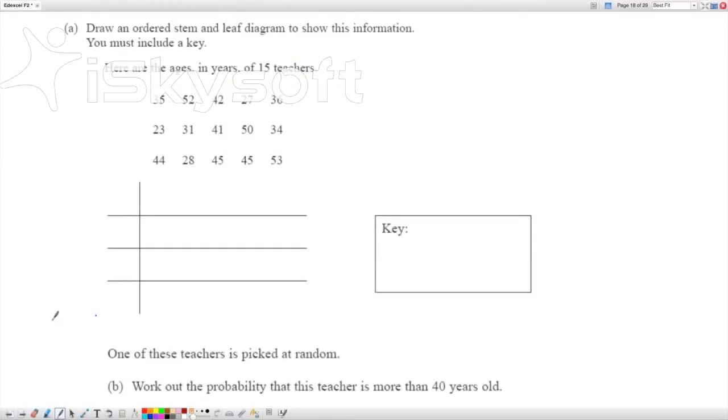Here we have the ages in years of 15 teachers. We need to put this information into an ordered stem and leaf diagram. First off, let's look at the youngest age. We have here 23 and the oldest here 53. So we're going to have our first row to represent the 20s, then 30s, 40s and 50s.